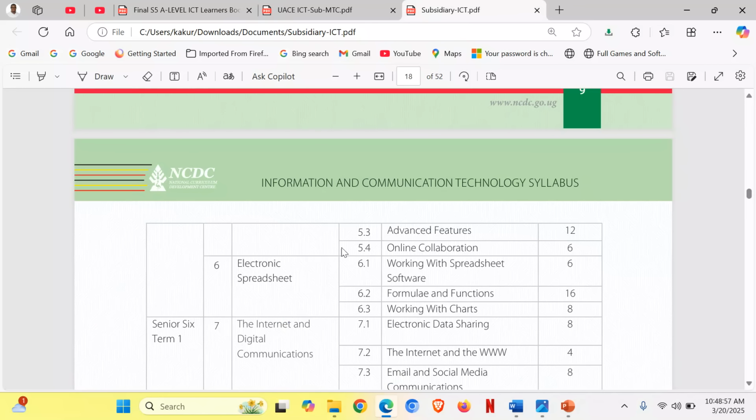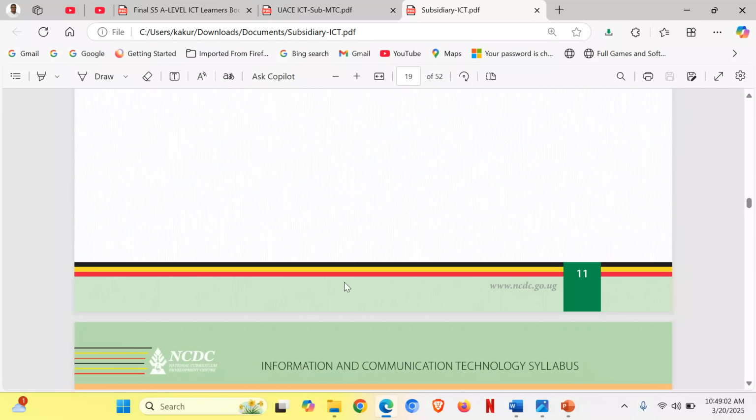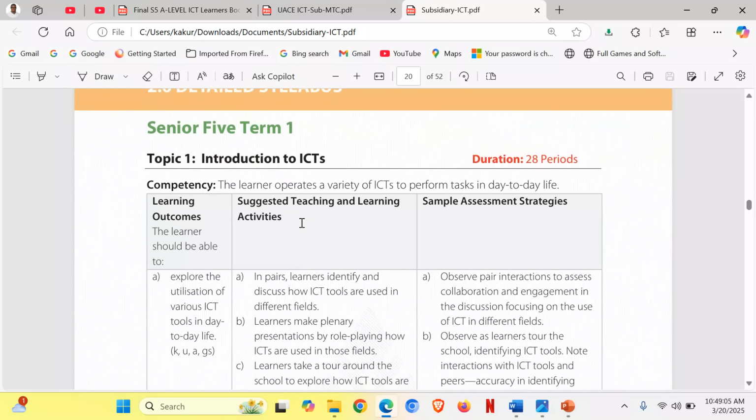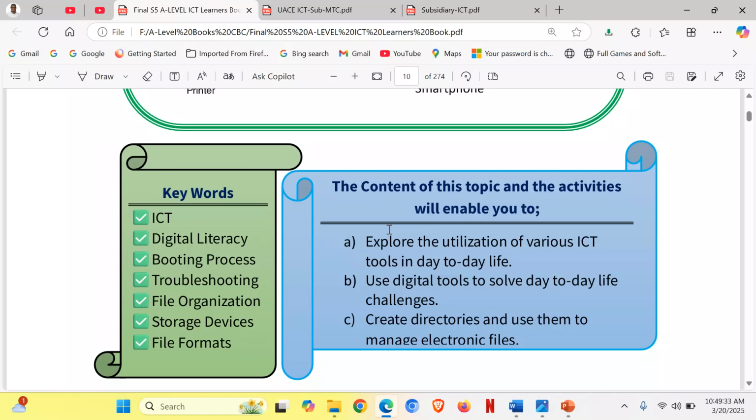Where does this come from? This one comes directly from the syllabus, the detailed syllabus, where we have topic 1, Introduction to ICTs. The competence is here, that the learner operates a variety of ICTs to perform tasks in day-to-day life. We have the learning outcomes. The learner should be able to A, explore the utilization of various ICT tools in the day-to-day life. This is why you are seeing that this one is coming as the first learning outcome.